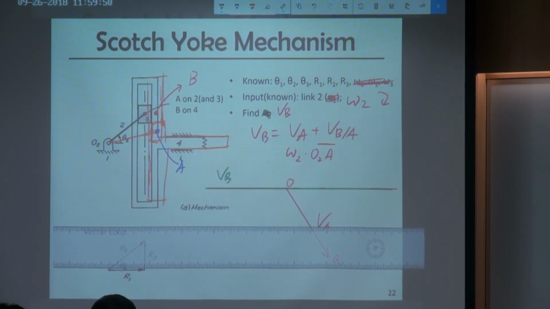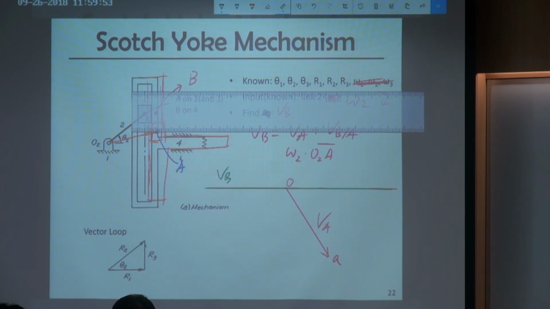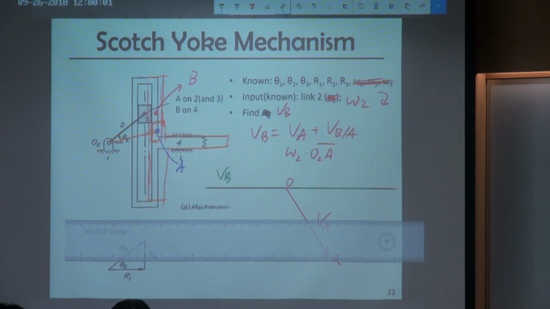And how about VBA? Do we know any information about VBA? You can see here, VBA. What would be the direction of VBA? For sure we don't know the magnitude, but we will be able to draw a line somewhere here and find the intersection of VBA and VB. Then we can define the point B in this velocity plot. But just like the previous examples, we always know a direction without knowing the magnitude.